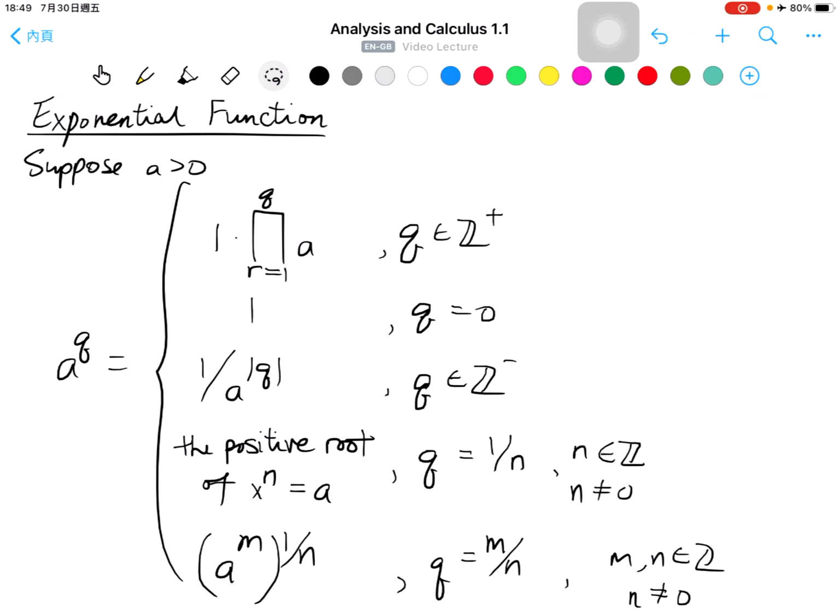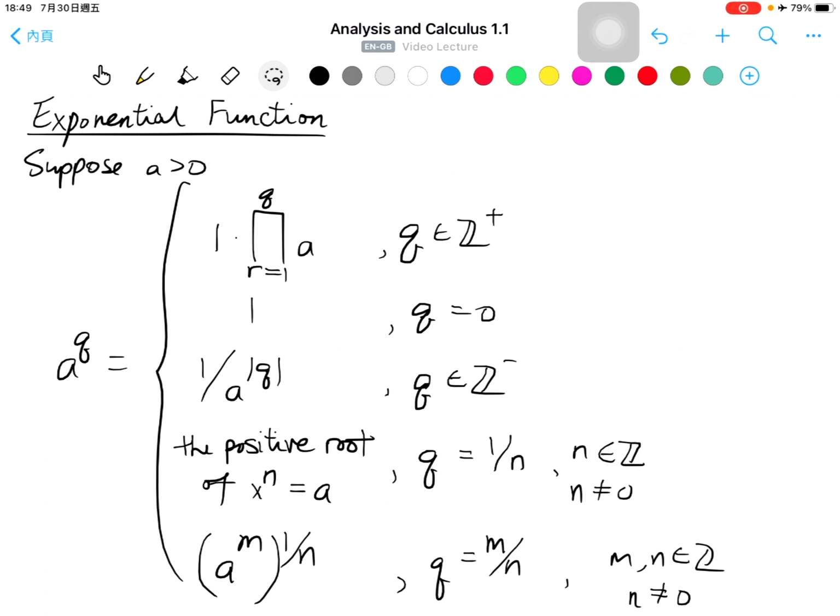Now, when we were defining exponential functions for integer powers, specifically positive integer powers, we know what? We know when a is raised to the qth power and q is a positive integer, we mean to multiply 1 by a for how many times? For q times, right? So we can have this product notation: to multiply 1 by a for q times.